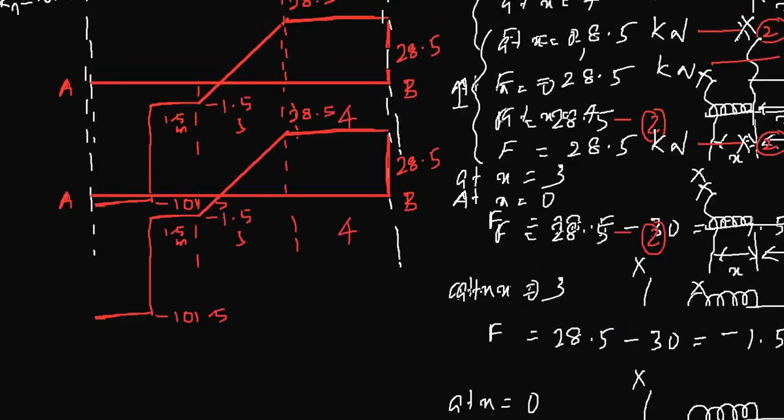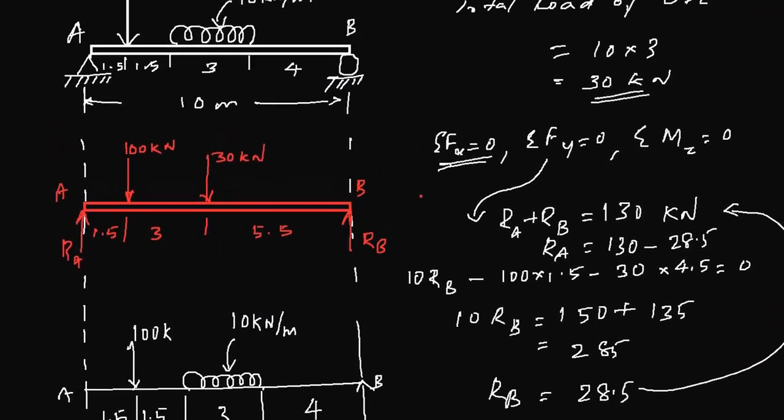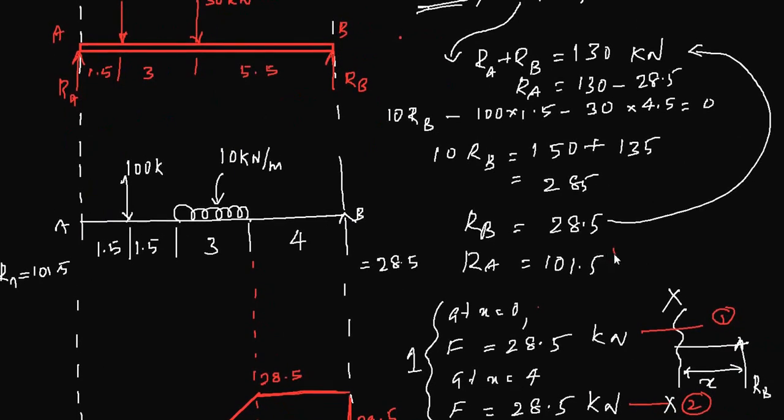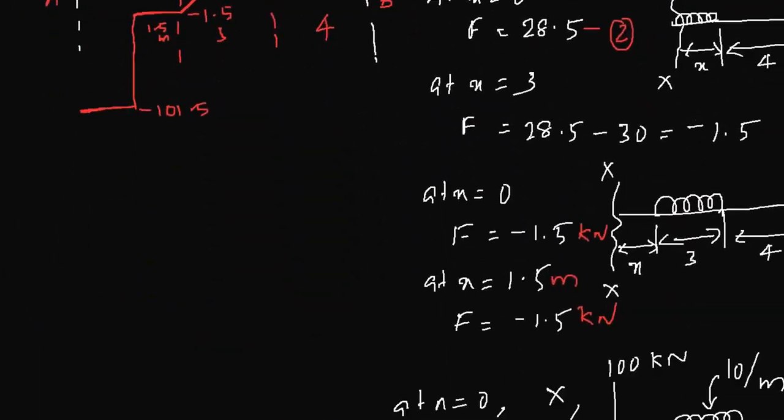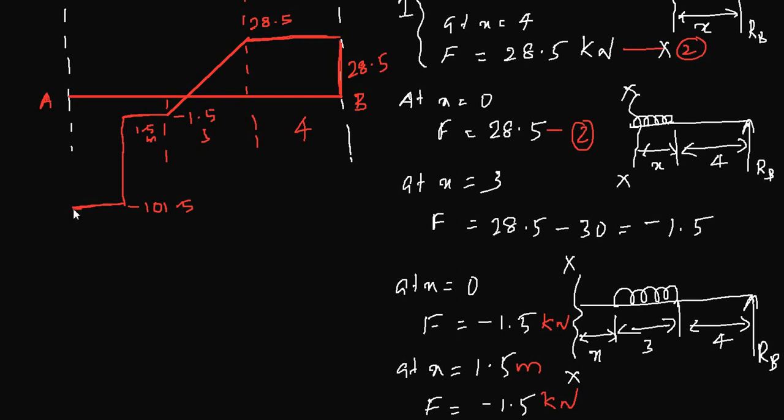And you can see your reaction at A is 101.5 kilonewton. So that is a positive force. So what happened here is this will go back all the way to A, because the magnitude of reaction RA is 101.5. So this is your shear force diagram.